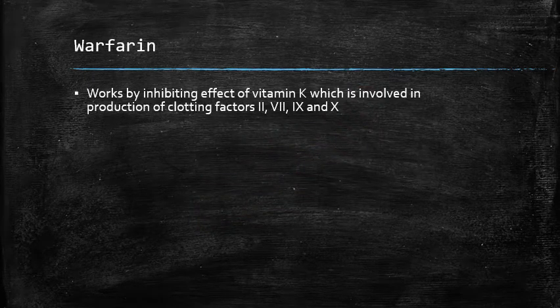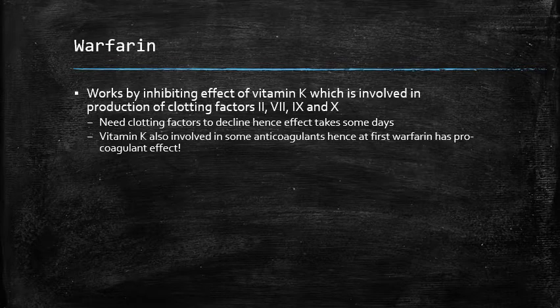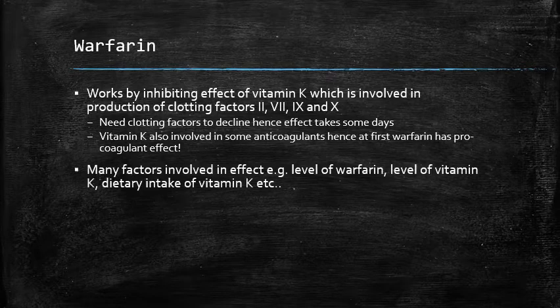So warfarin works by inhibiting the effects of vitamin K. And vitamin K is involved in the production of clotting factors 2, 7, 9, and 10. Because it stops the production of these clotting factors, you actually need to wait for the clotting factors to decline in blood for it to start to work. So its effect actually takes some days to come on. Vitamin K is also involved in some anticoagulant effects. So when you stop vitamin K working, actually at first you tend to cause a bit of a procoagulant effect.